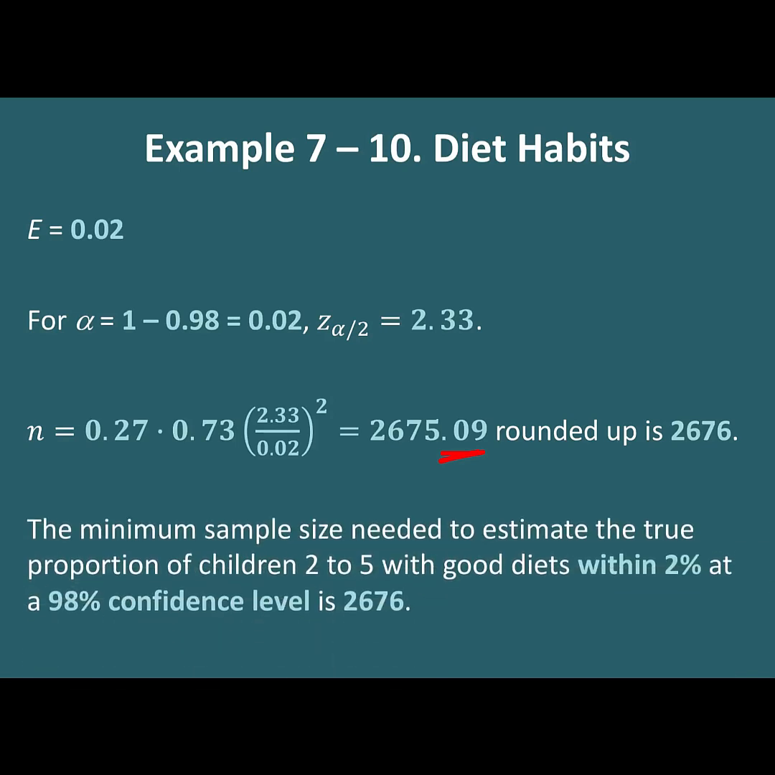In conclusion, the minimal sample size needed to estimate the true proportion of children 2 to 5 with good diets within 2% at a 98% confidence level is 2,676. Rounding down to 2,675 would undercut the 2% we needed at the confidence level and would not be sufficient. So once again, the answer is 2,676.